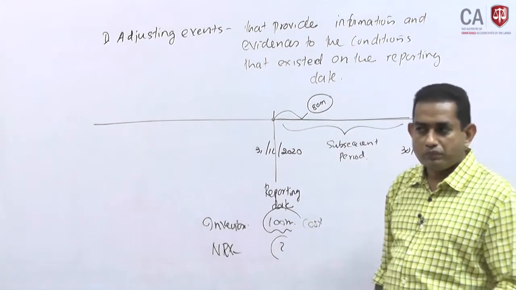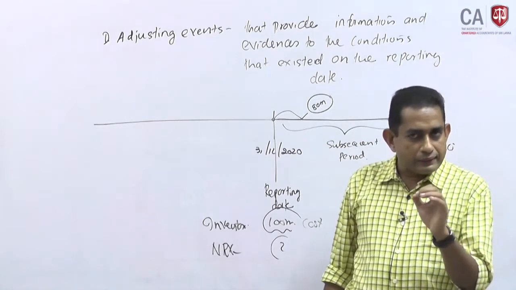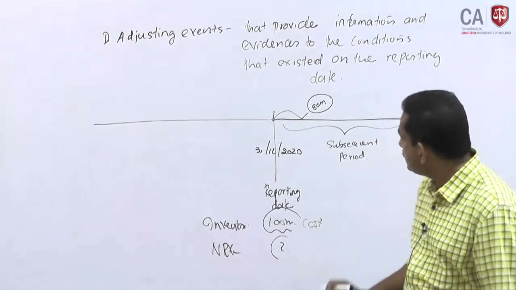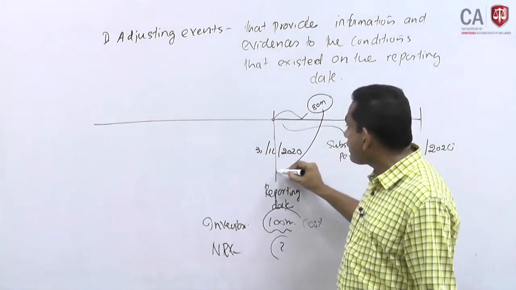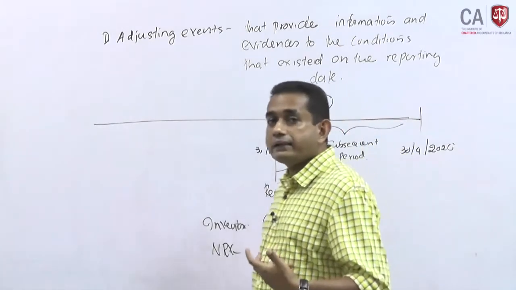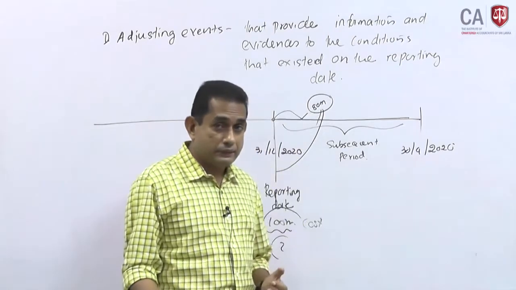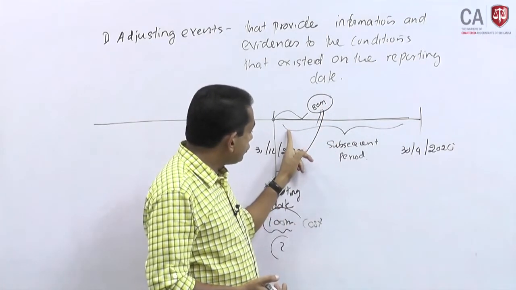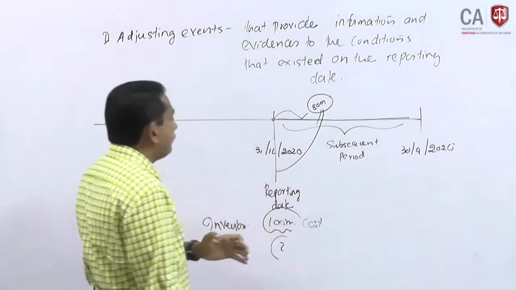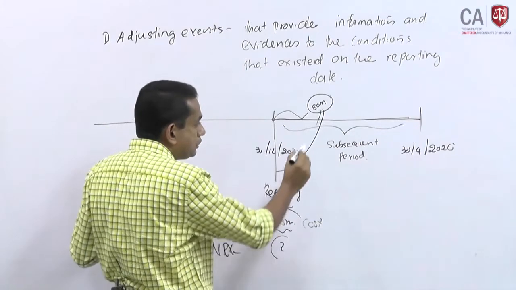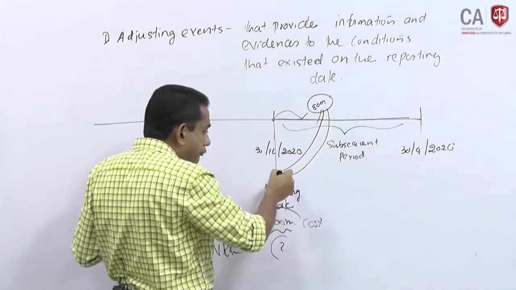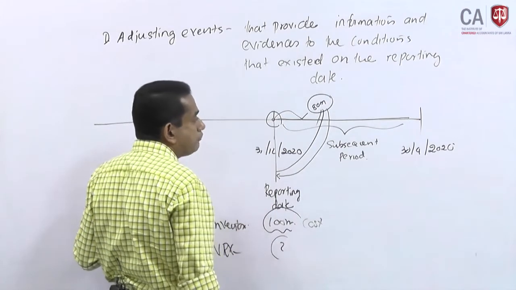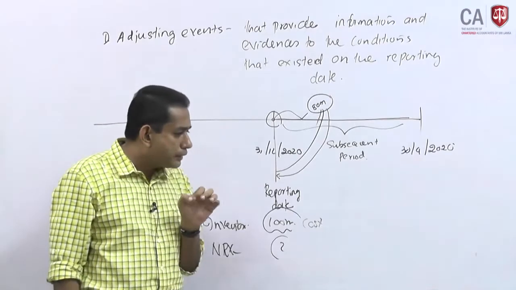So, that particular event that occurred during the subsequent period, of inventories being sold at 80 million rupees, gives us the right information and evidence that the NRV, the estimated selling price of the existing inventories, is way lower than the cost of inventories on the reporting date. So, that event provides us evidence that the inventories need to be written down from cost 100 million rupees to 80 million rupees. So, what was the condition that existed on the reporting date?